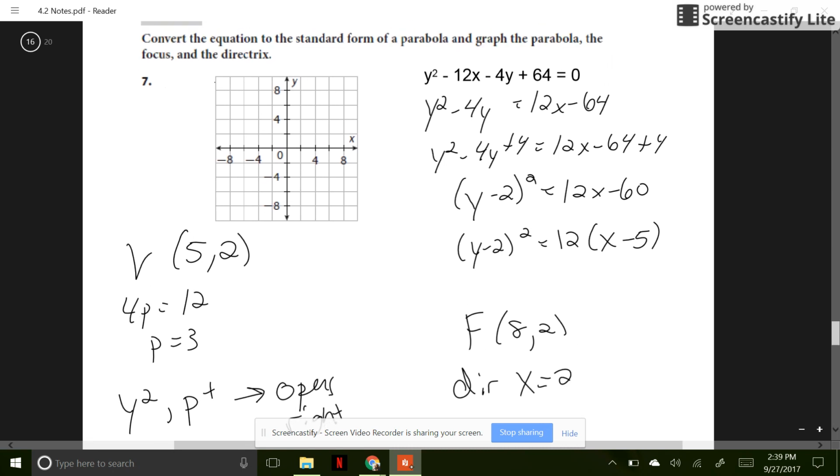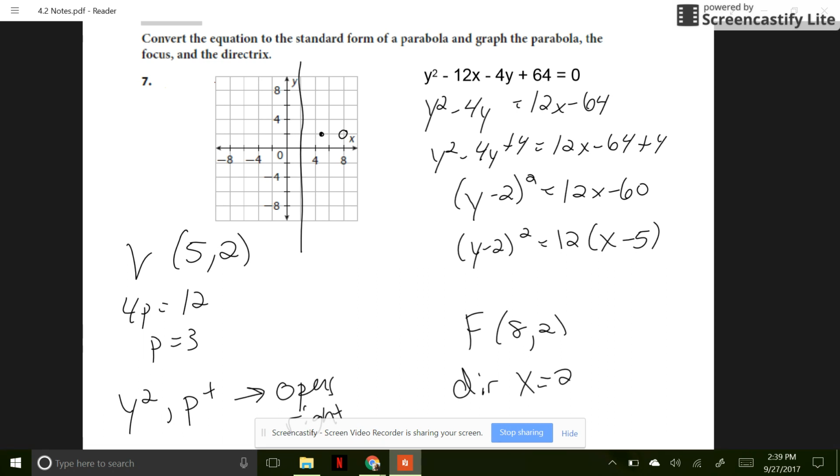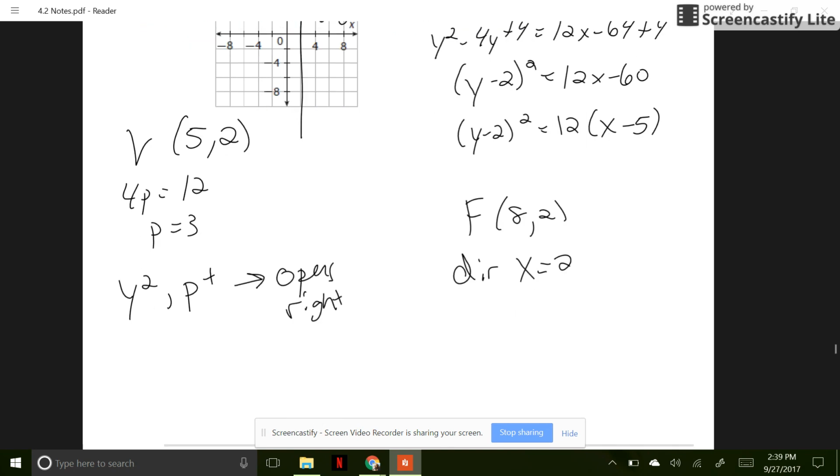So we plot our vertex, it's at 5, 2. Our focus is at 8, 2, and our directrix is the line x equals 2. Again, you can plot those other points you can find by putting your equation into your calculator. Again, very, very carefully.